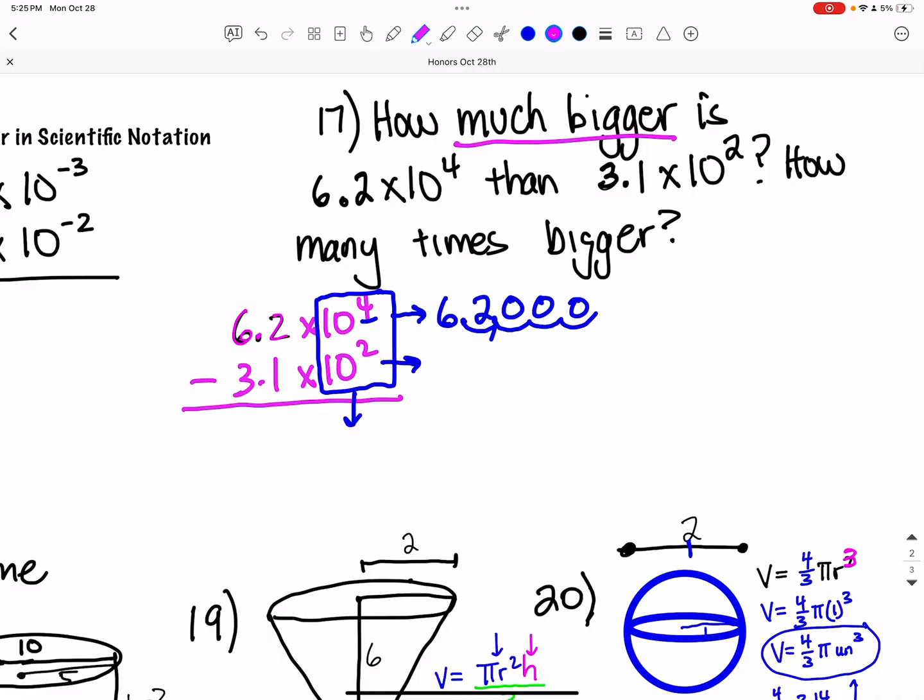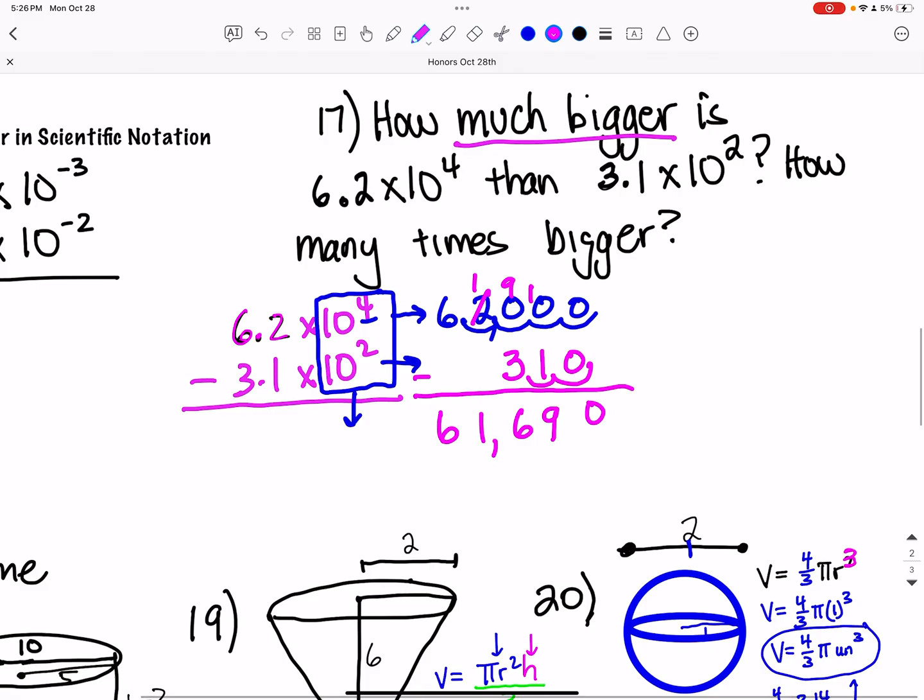3.1 times 10 squared, so I start with 3.1, and I move it over once, twice. This is really 310. Now I can subtract these. 0 minus 0 is 0. I have to turn that into a 1, turn that into a 9, turn that into a 10. This is 61,690, and you'd be able to put that into a calculator. But now I'm going to turn it back into scientific notation by putting a decimal after the first number. So this is 6.169, and I would have to multiply by 10, 1, 2, 3, 4, times 10 to the 4th.